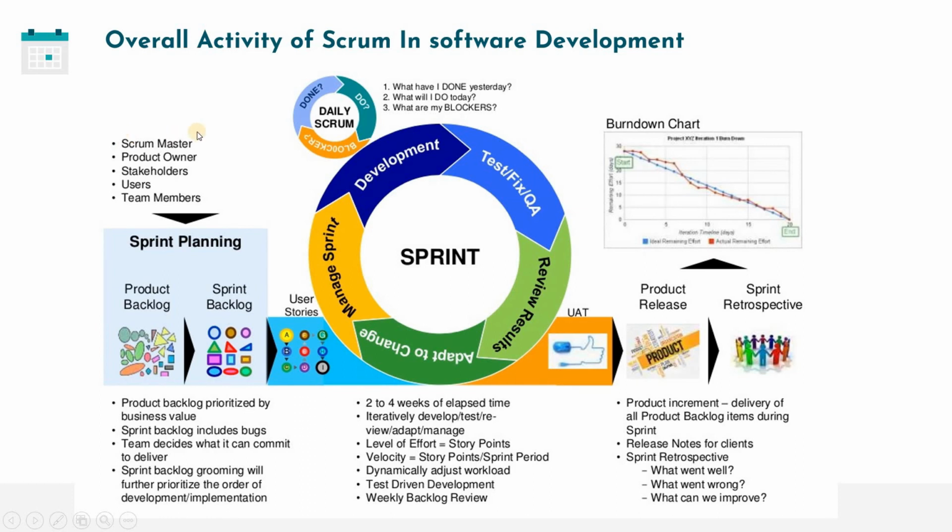The Scrum Master is the project manager, product owner, team lead. Stakeholder is a person who invests in the project. User is the end user who is going to use the final product. And other team members include the developers and the quality assurance, which means testers.